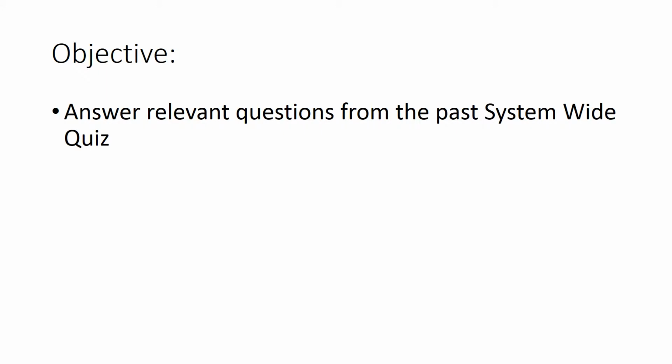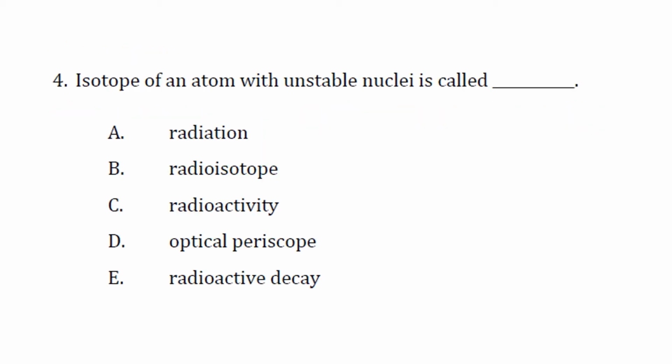For this tutorial, we are going to answer relevant questions that came out in the past system-wide quiz. An isotope of an atom with unstable nuclei is called a radioisotope. Radioisotope is also known as radioactive isotope.